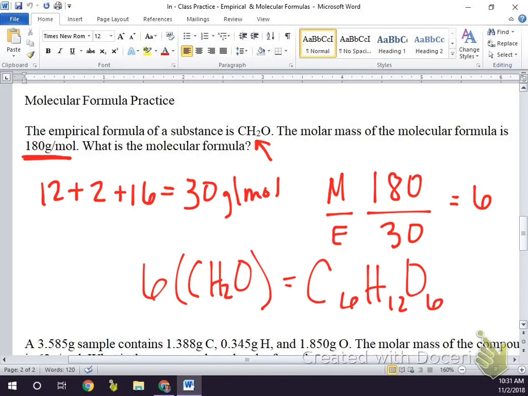Seems simple enough, right? It's molecular formula molar mass, divided by empirical formula molar mass, gives us this ratio, and we distribute that throughout our empirical formula. Okay, this molecule is 6 times heavier than its empirical formula.